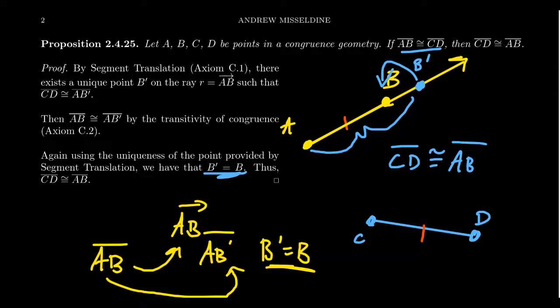Transitivity we take as an axiom. And then thirdly, symmetry we can prove using this translation axiom, which has reflexivity plus a little bit extra, and then transitivity. And so we do get that congruence of segments is an equivalence relation.